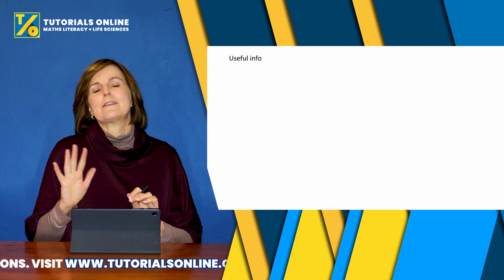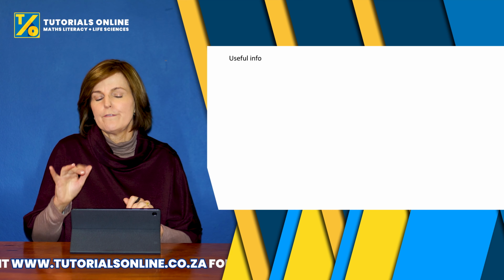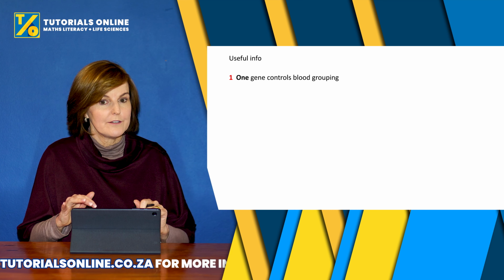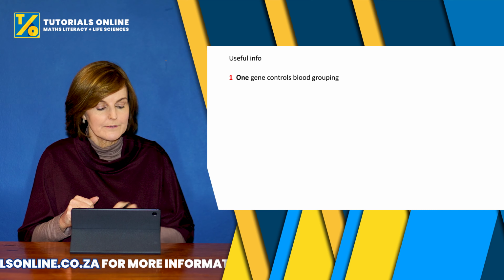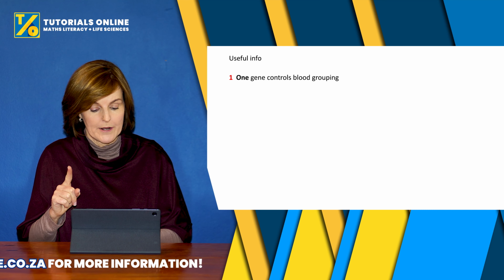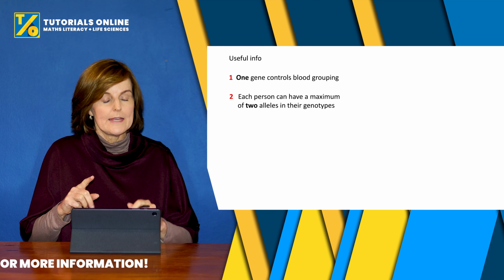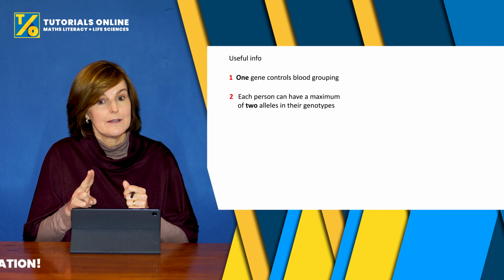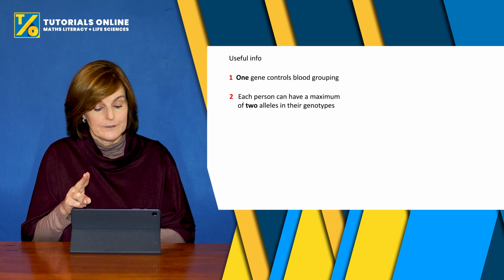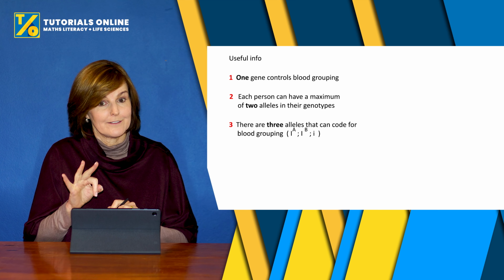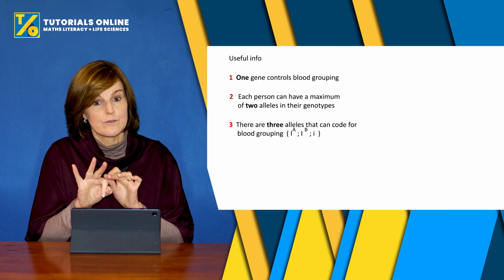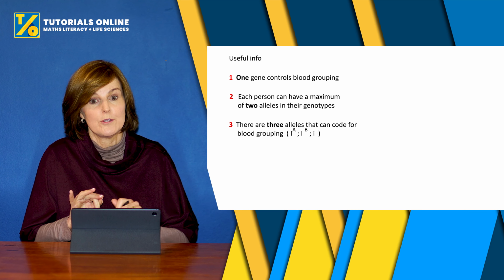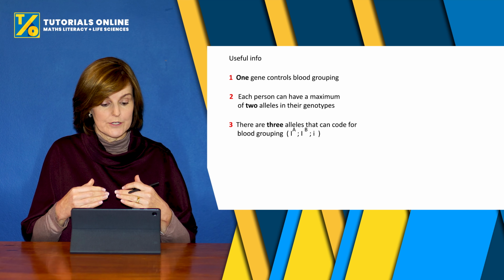Now, I just want to give you some useful info. I call it the 1, 2, 3, 4. Look here, one gene controls blood grouping. It's a gene that controls the blood grouping, one of them. Each person can have a maximum of 2 alleles. And I'll tell you now about the alleles because there are 3 alleles, and 2 of those 3 alleles can be used to determine someone's genotype.